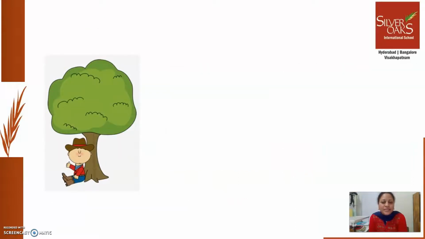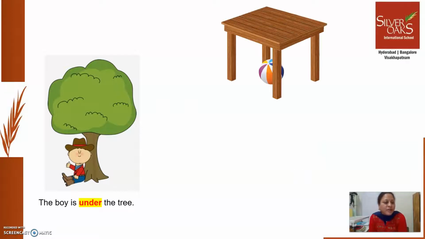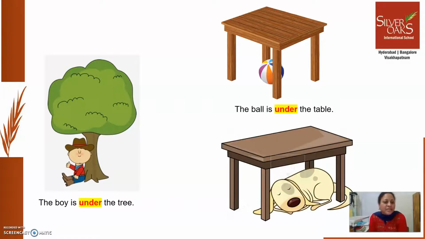So the boy is sitting under a tree. Under the tree. Where is the ball? Under the table. Where is the dog? It is also under the table. So under is used in these situations. If something is lying under like this, under something, then the preposition that we use is under.